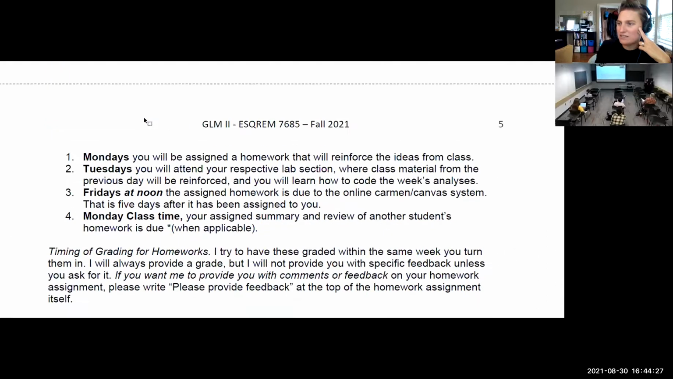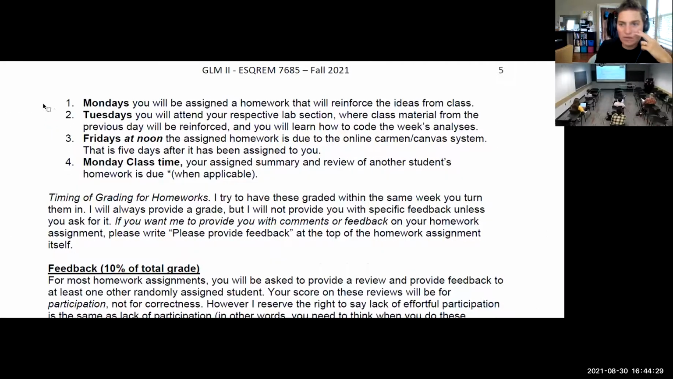Homework assignments. The other weird thing about the way this works is how homeworks are turned in. What's going to happen is that on Monday we're going to have class like this. You're going to be assigned a homework that will reinforce the ideas from class. On Tuesdays you're going to go to lab and you're going to learn how to actually code these things that we just talked about. And then by Friday at noon, the homework assignment will be due. Then by Monday at class time, you're going to review another student's work.